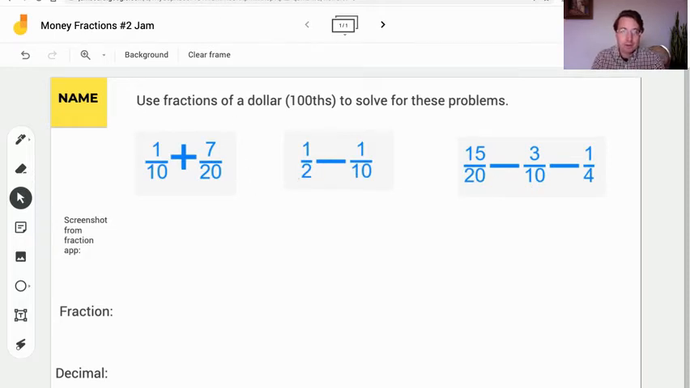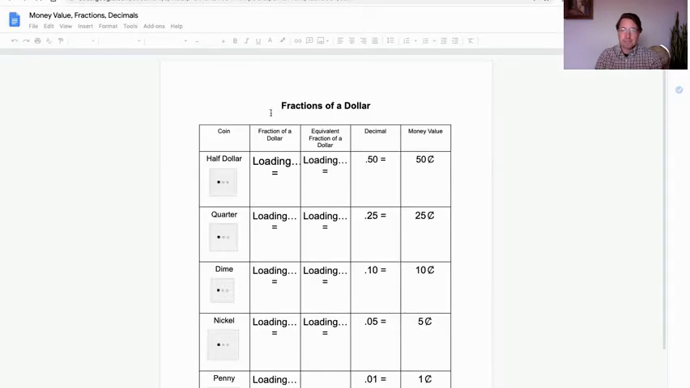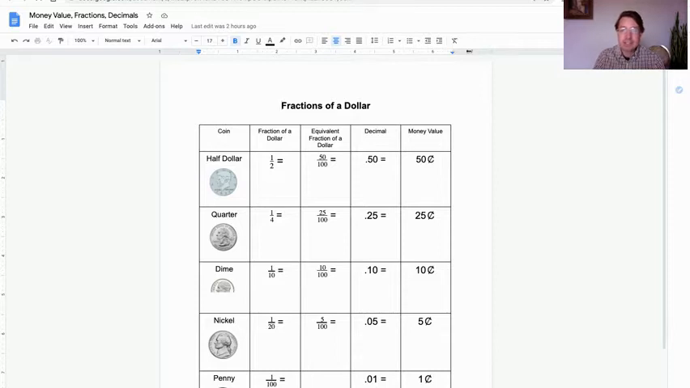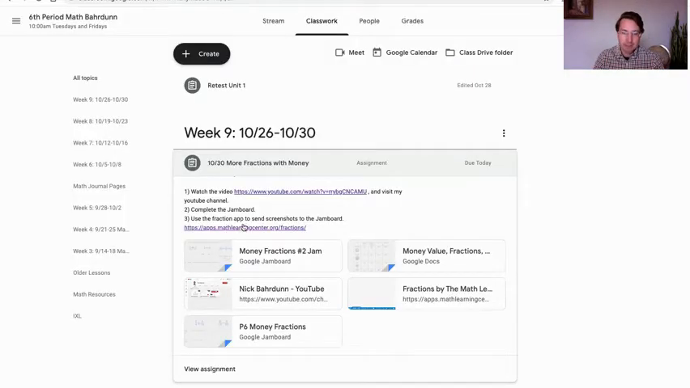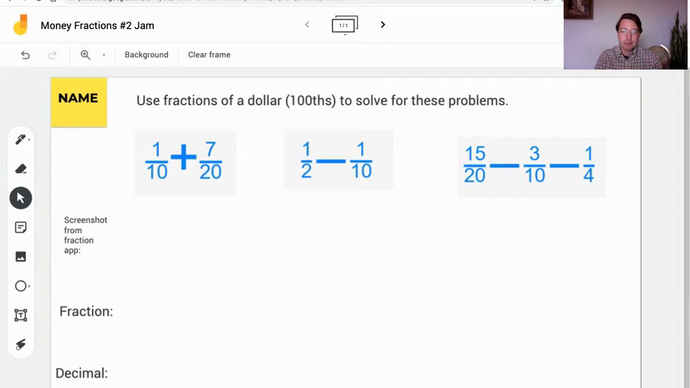We're also going to open up the money value fractions sheet. Many of you have tried to request access for this sheet. You actually don't need access for this sheet. All you're doing is looking at it, and it will help you figure out which coin we're thinking of. Also, you'll need to open up the fractions app. That's this one. We're going to take screenshots to post into our Jamboard.